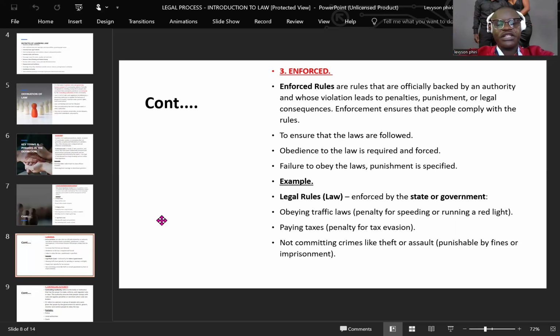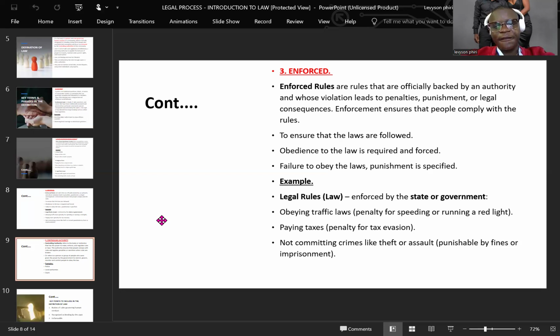So even these people, they are supposed to follow this law. Obeying traffic lights, penalties for speeding or running a red light. There are consequences. Then paying taxes. Penalty for tax evasion is given to you if you are not paying your tax. Not committing crimes like theft or assault. Punishment by fines or imprisonment will be given to you. That's what we are saying.